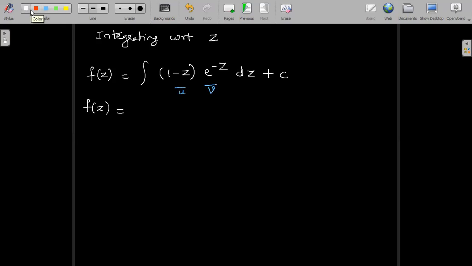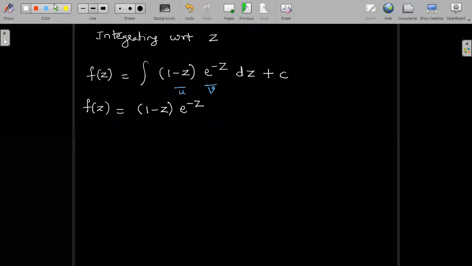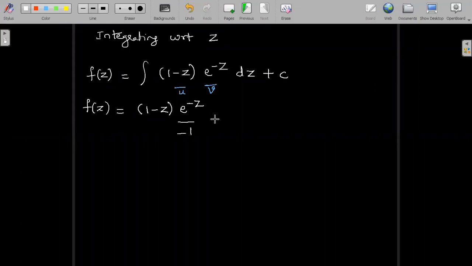First function into integral of the second. So first I have to write down 1 minus z as it is. Integration of e power minus z is e power minus z divided by minus 1. Minus, according to Bernoulli's rule, differentiation of 1 minus z is minus 1, into integration of e power minus z, which is e power minus z divided by minus 1, the whole square.